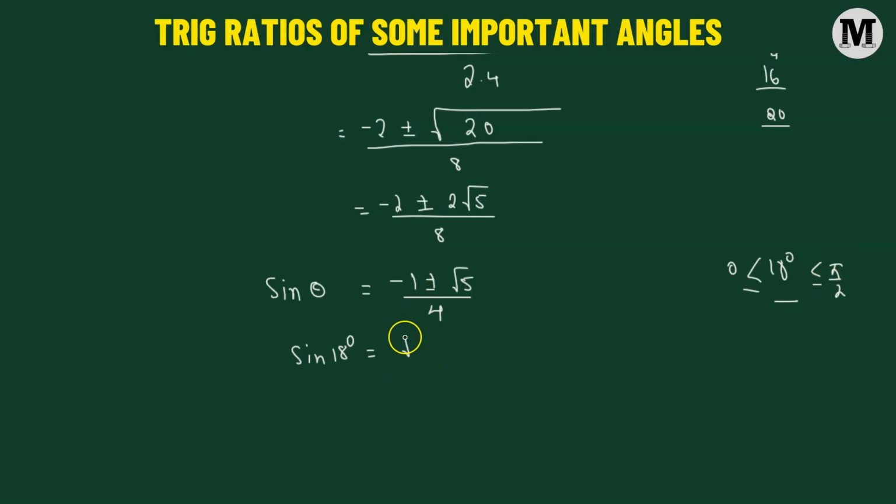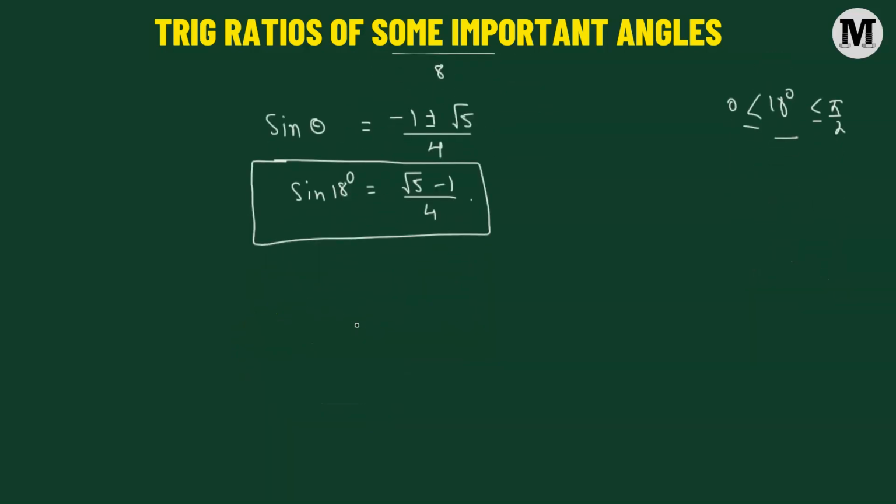So here we'll only consider square root of 5 minus 1 over 4. Because if we choose (-1 minus square root of 5) whole divided by 4, we're going to get a negative value, and that's not possible. So we're only going to consider the positive value, square root of 5 minus 1 over 4. And this is going to be the value of sine 18 degree.